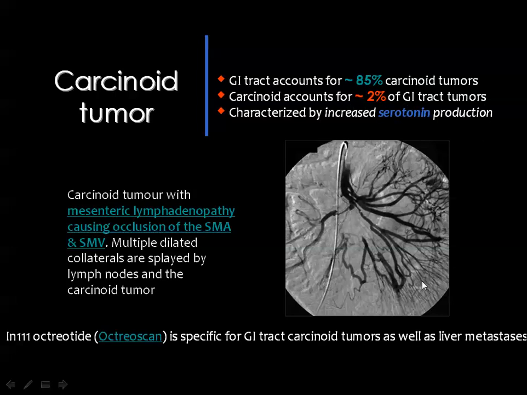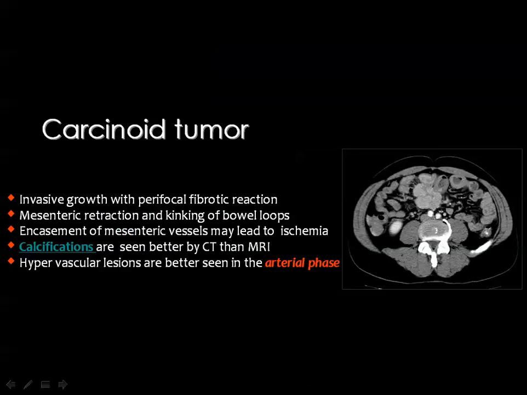tumors. And these tumors, carcinoid tumors, are characterized by increased serotonin production, and this scan, which is known as Octreoscan using indium 111, is specific to trace the site of carcinoid tumor as well as the presence of liver metastasis.